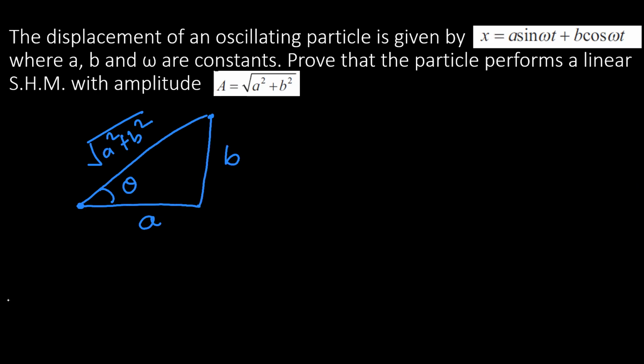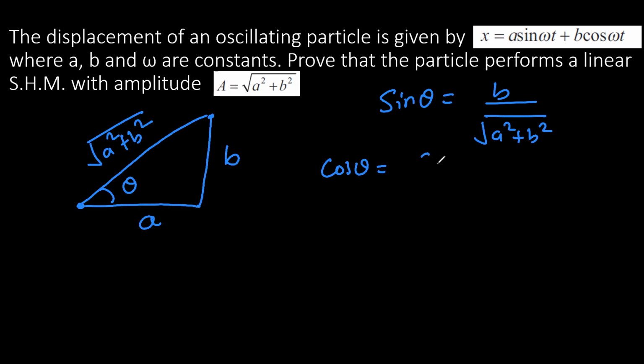This angle will be theta. So from this trigonometry, what is your sin theta? Sin theta is b upon square root of a square plus b square. And what is your cos theta? Cos theta is a upon square root of a square plus b square. Okay? You understood up to here.